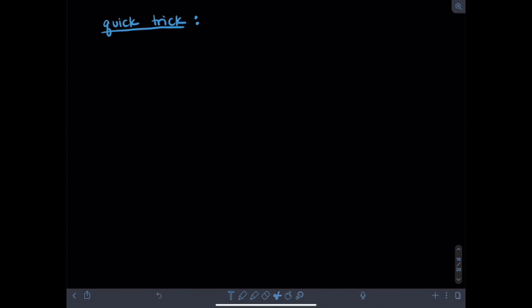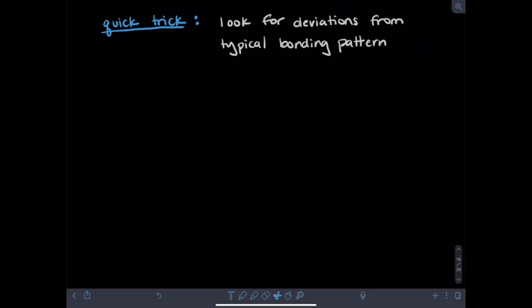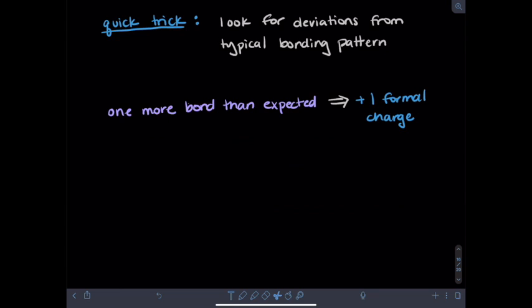The math that I just showed you for calculating formal charge will always work, but there's a faster way to do it once you get used to bonding patterns. The trick is to look for deviations from the usual bonding patterns. If an atom in a molecule has one more bond than expected, it will have a +1 formal charge. An example of this was the NH4+ molecule. Typically, nitrogen has 3 bonds in a molecule, but in NH4+ it had 4 bonds, so it would have a +1 formal charge.